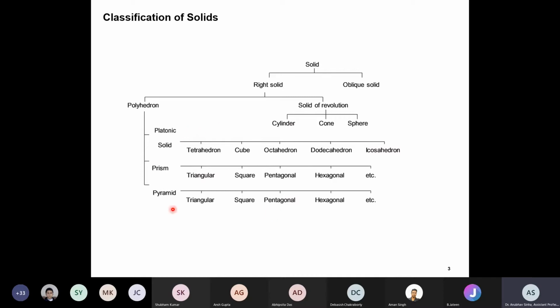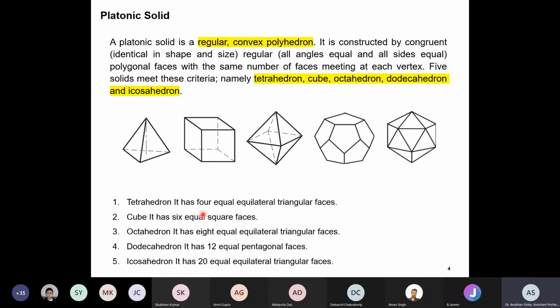In the subsequent slides, we'll go on defining these solids, and we'll look at some examples for various types of solids. First we can talk about the platonic solid. This is basically a regular convex polyhedron. It could be a cube, a tetrahedron, or an octahedron, but these are general regular-shaped polyhedrons. Okay, I hope you're clear what this is.